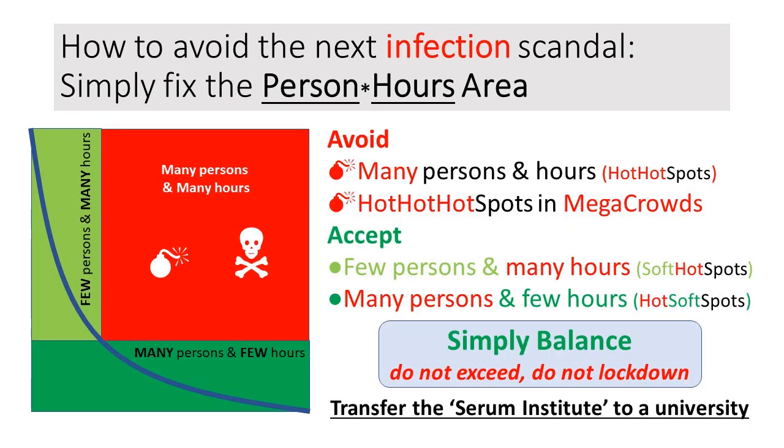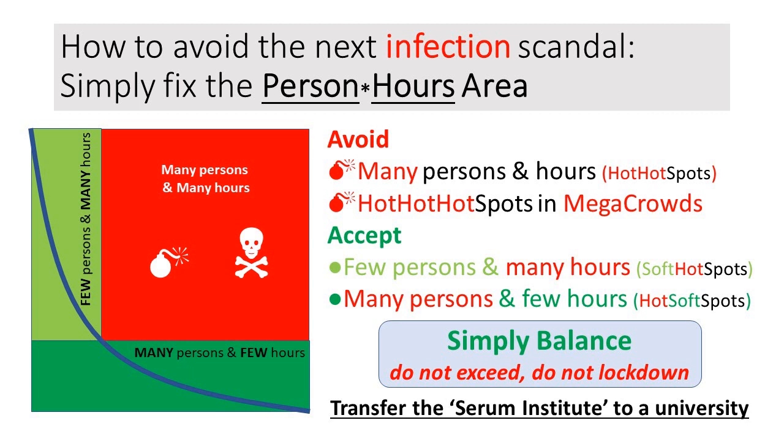How to avoid the next infection scandal? Simply fix the person times hours area. Avoid many persons and many hours in hot spots. Avoid hot spots in mega crowds. Accept few persons and many hours in soft hot spots. Accept many persons and few hours in hot soft spots. Simply balance. Do not exceed, do not lock down.